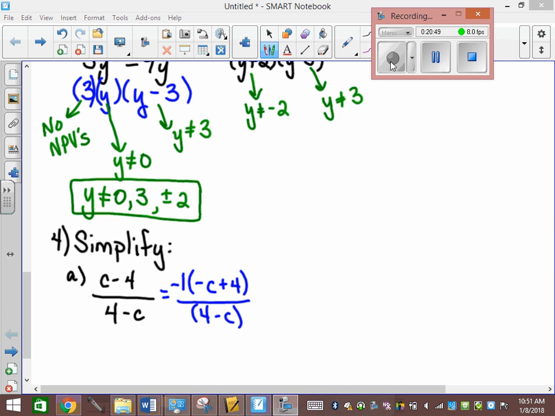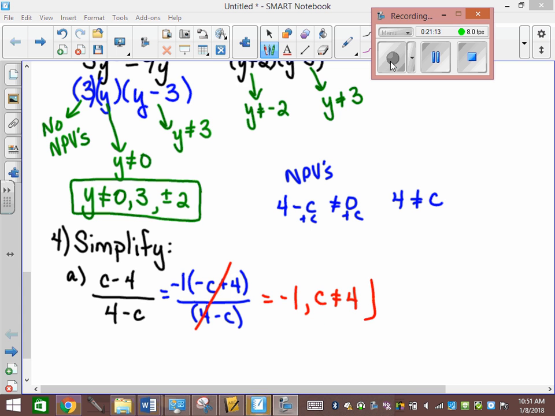I'm going to go off to the side. I'm going to solve this. 4 minus c cannot equal 0. Add the c over. 4 cannot equal c. If you can't spot that this has to be a 4, 4 minus 4 would be 0, okay? So we state our NPVs first. Then these two cancel, and my answer is -1, and then I state behind it c can't equal 4.